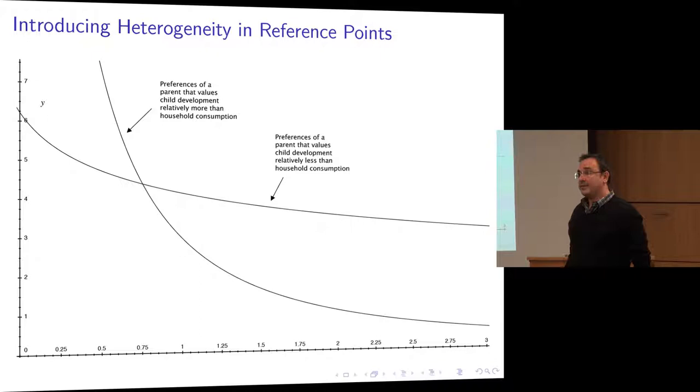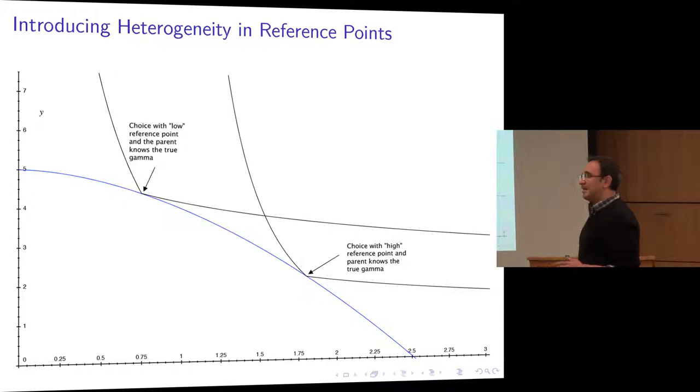And then given the constraint that they face, even if they knew exactly what the production function is going to be, parents that have different beliefs about the production function are going to choose different points. So a parent that cares a lot more, that has higher reference points, will actually choose levels of investment that induce higher levels of child development. And parents that have lower beliefs about the reference point will actually invest less and therefore have lower levels of child development.